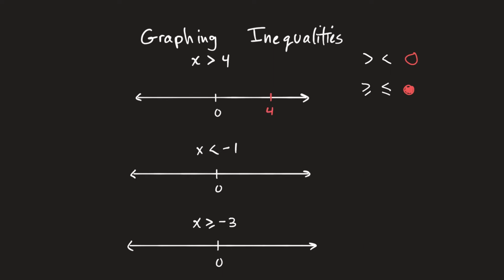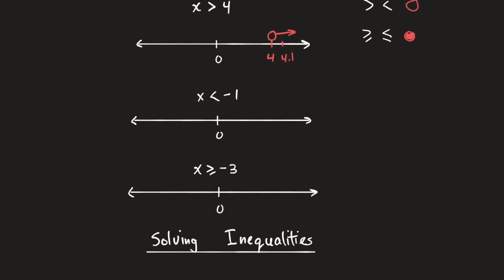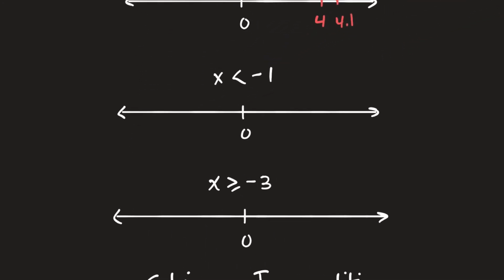So when we're graphing the numbers greater than 4, we start with an open dot over the 4, and we point an arrow in the direction of the numbers that we need. The numbers greater than 4 start at 4 and go to the right. But it does not include 4, right? We could be talking about 4.1, and all those tiny, tiny numbers just to the right of 4, just not including 4.